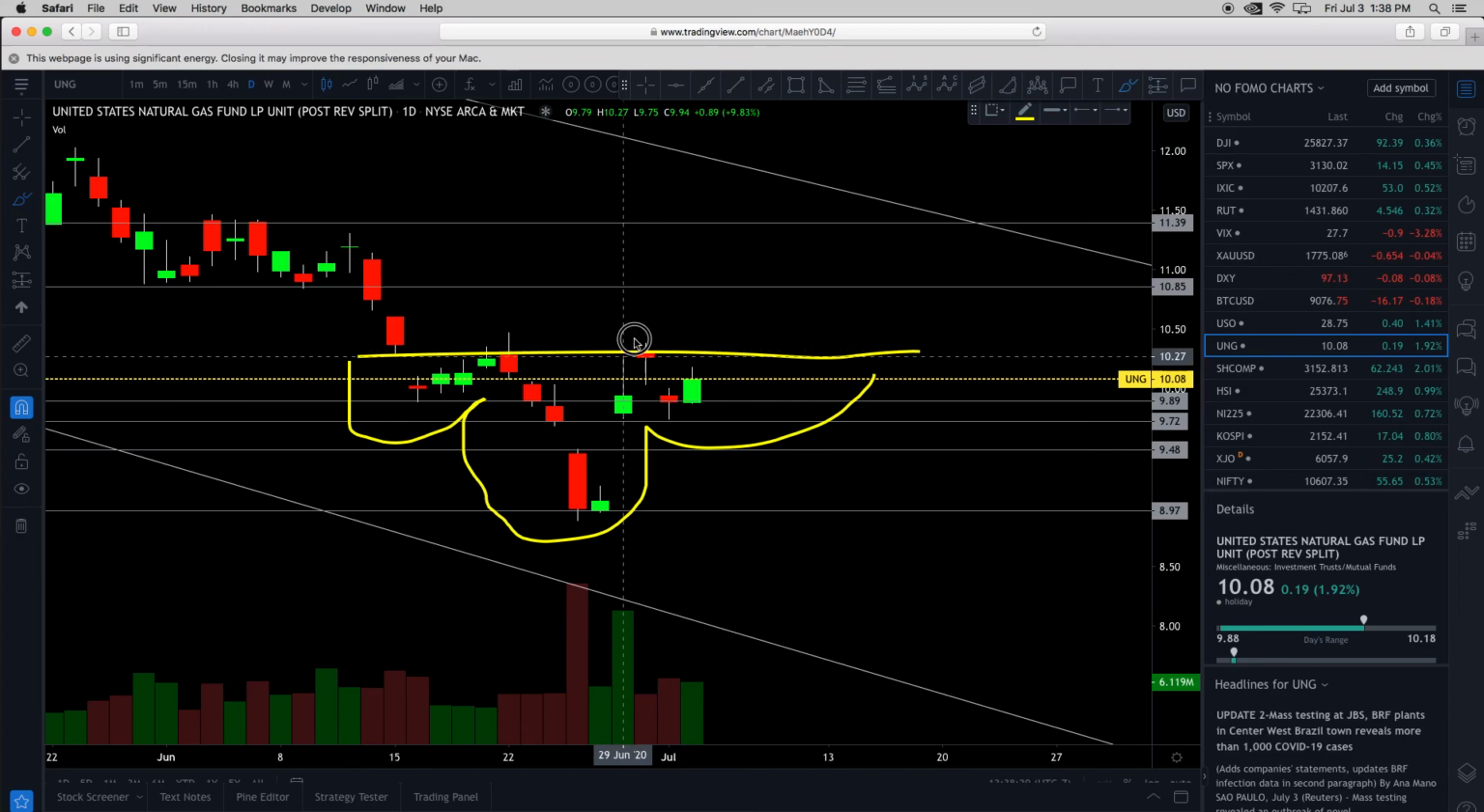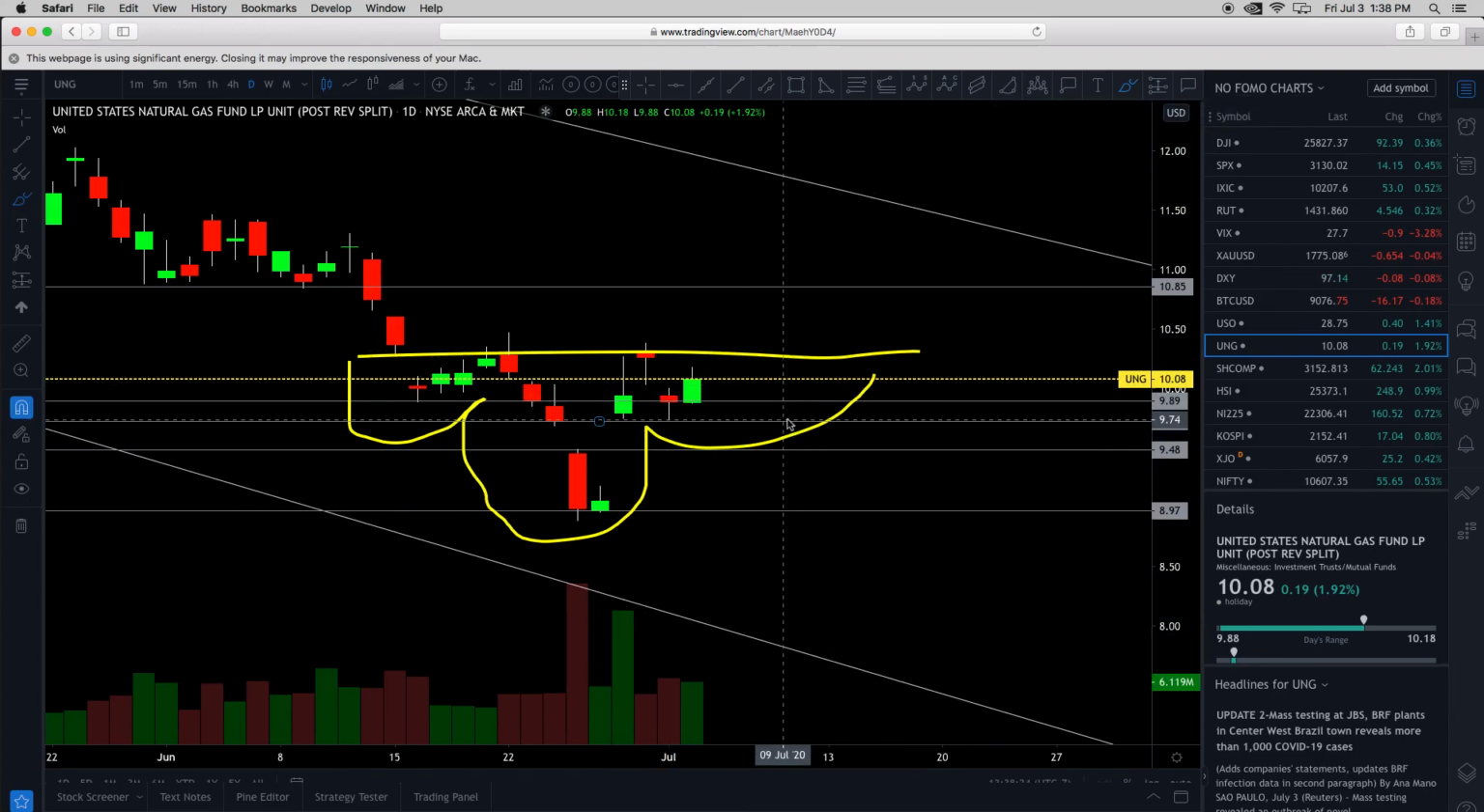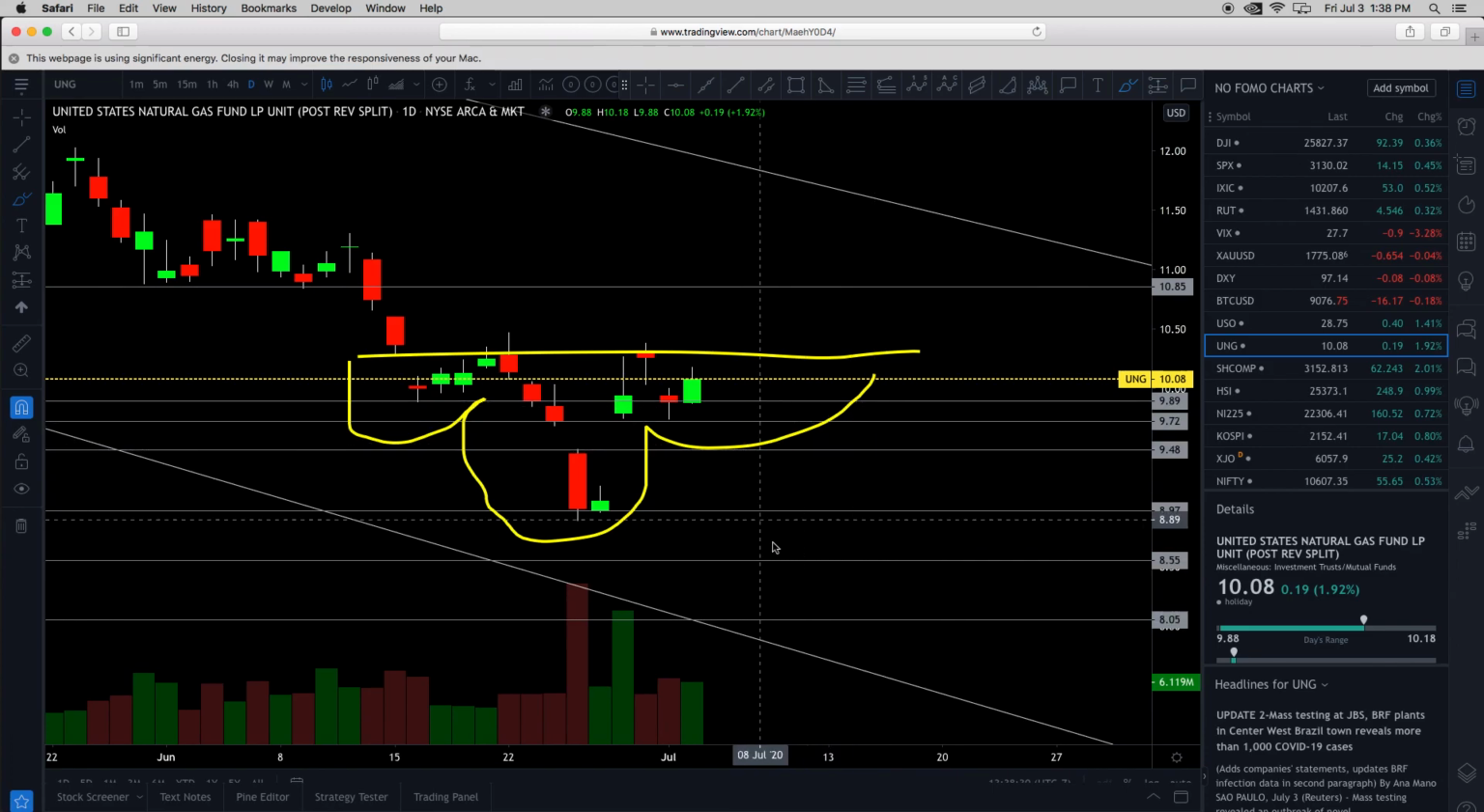If this fails and turns into another downtrend, then look for 9.75, 9.43, 8.50, 8 as bottom support. But we have to watch this pattern.